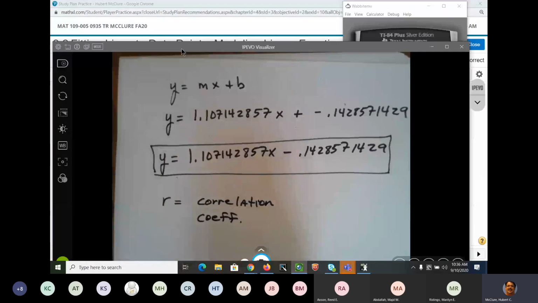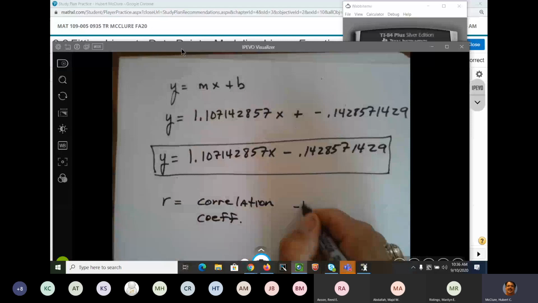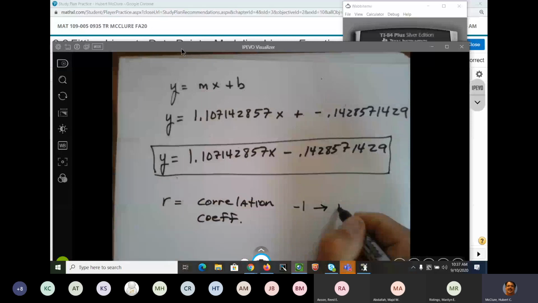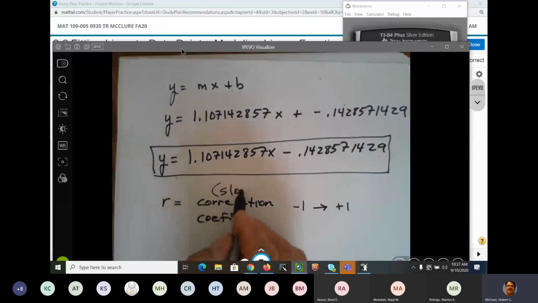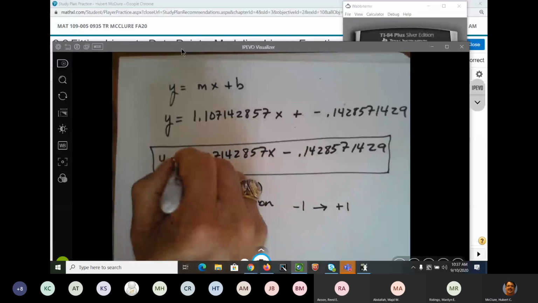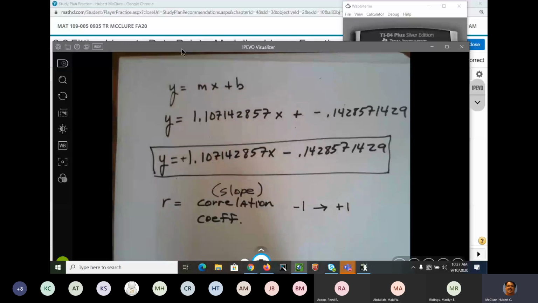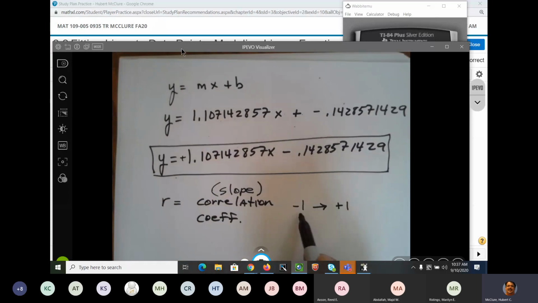The correlation coefficient is going to be between -1 and +1. Correlation is related to slope. If you have a positive slope, which we do, you're going to have a positive correlation. If you have a negative slope, you're going to have a negative correlation. So that's the relationship. The difference between slope and correlation coefficient is that the correlation coefficient only goes from -1 to +1.